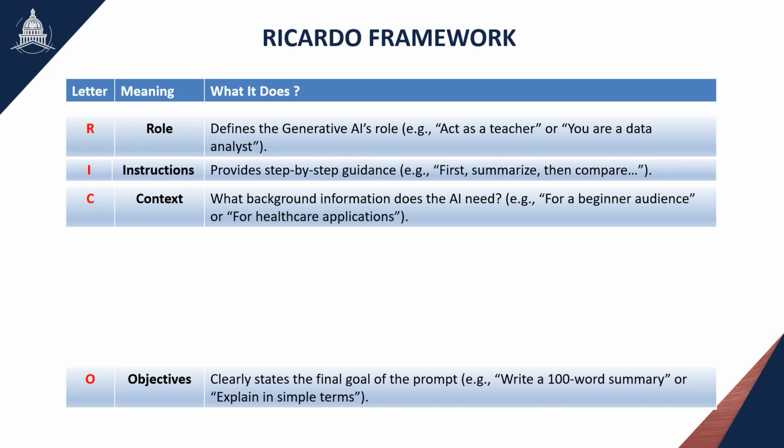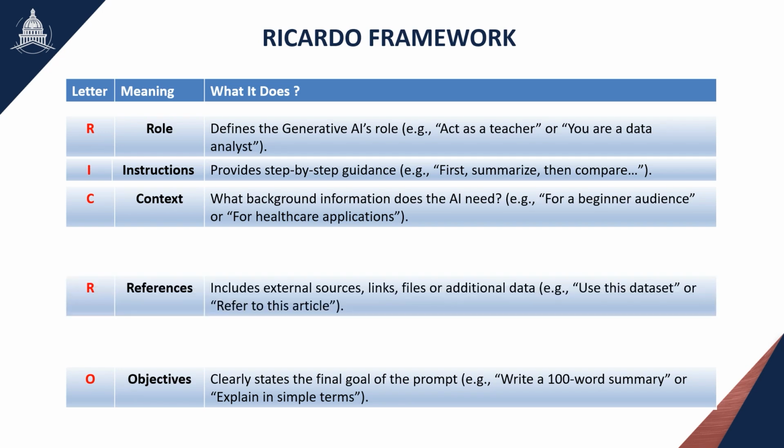Then comes I for instructions. What clear steps should the AI follow? For instance, for my exam, I would give the generative AI the following instructions. First, you have to provide 10 multiple choice questions on big data paradigm. Then you have to create 10 multiple choice questions on Apache Spark, each with 2 possible answers over 4 options, and so on.